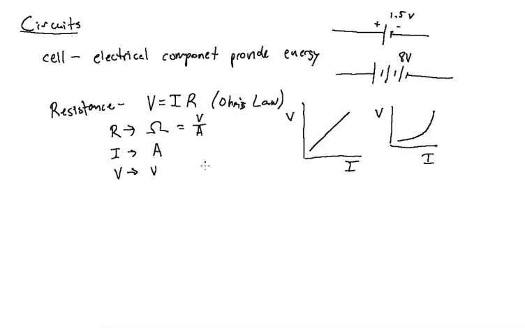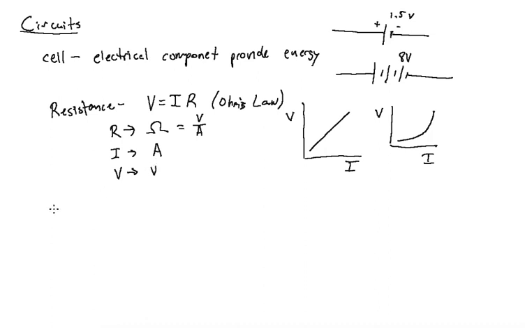All right, and you can break that down further if you want. A volt is a joule per coulomb, an amp is a coulomb per second, and you can start canceling out the coulombs and stuff like that. But it's mostly a volt per amp. So ohms, amps, volts, okay? And that goes with there.